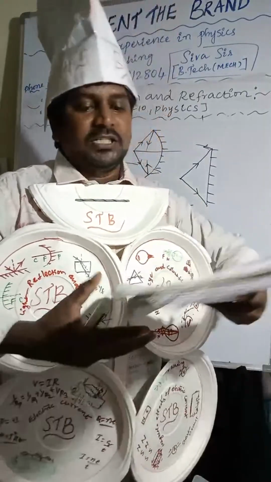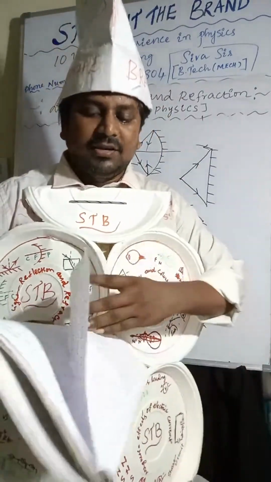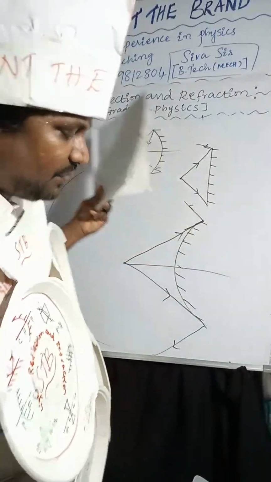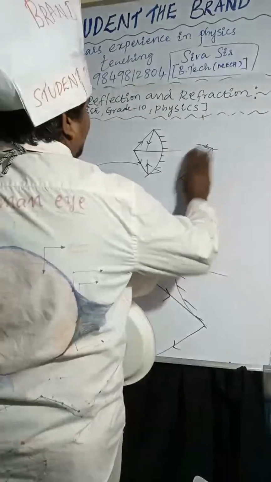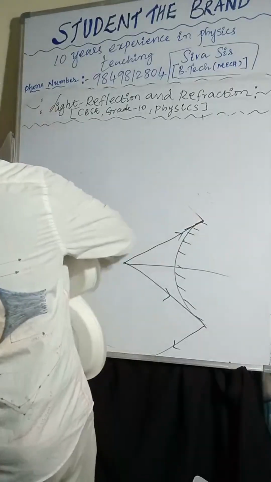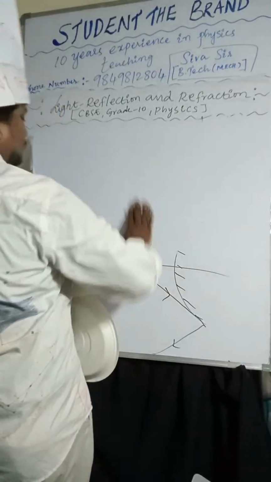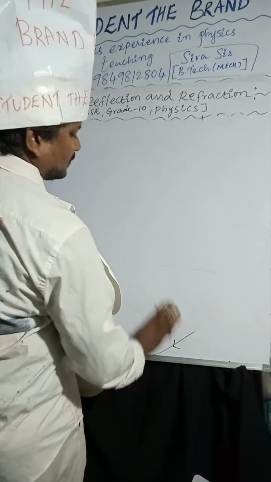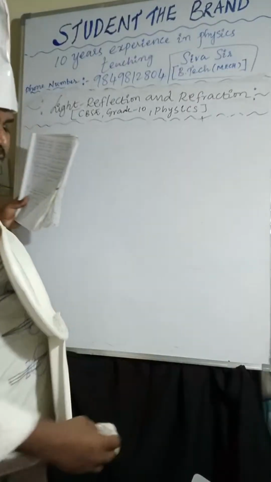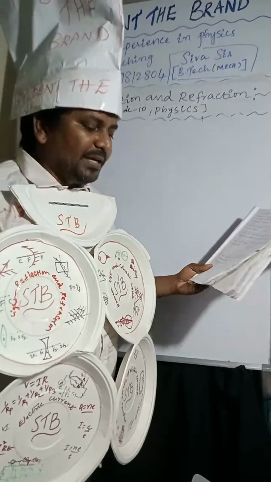So we'll do a few questions related to convex mirror, and later we'll go to the refraction phenomena. Refraction I'll explain. Now you can see the radius of curvature of a spherical mirror.